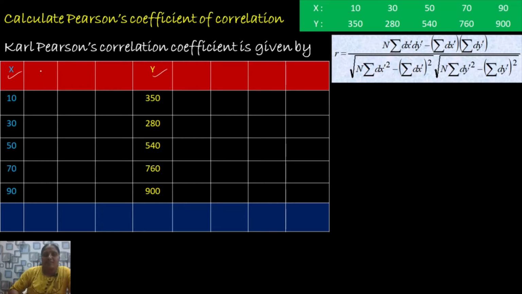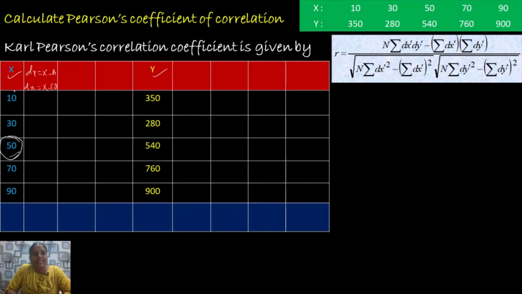First let me calculate dx, that is, the deviations of x values from the assumed mean, x minus A. Here the total number of values is 1, 2, 3, 4, 5. You can take any value as your assumed mean, but basically I take the central value as my assumed mean. So I take the central value 50 as my assumed mean. So dx is equal to x minus 50.